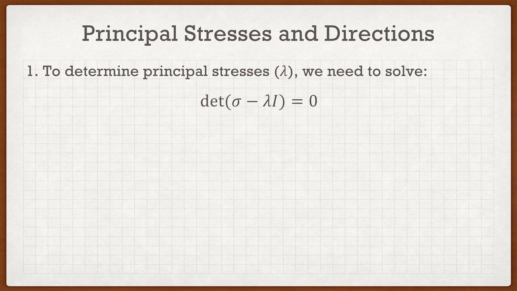However, before we get into that, let's figure out how I determine these principal stresses or principal strains. The process for them is identical, so I'm going to show you how to find the principal stresses, and you know that we can apply the exact same process to the principal strains. So to determine the principal stresses, which I call lambda, we need to solve the following equation, where the determinant of sigma minus lambda I is equal to 0.